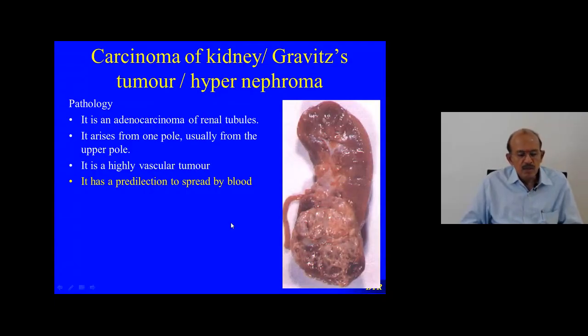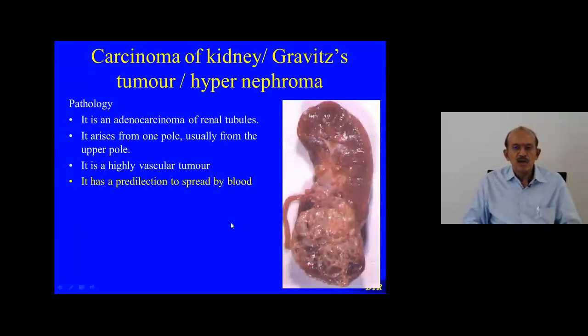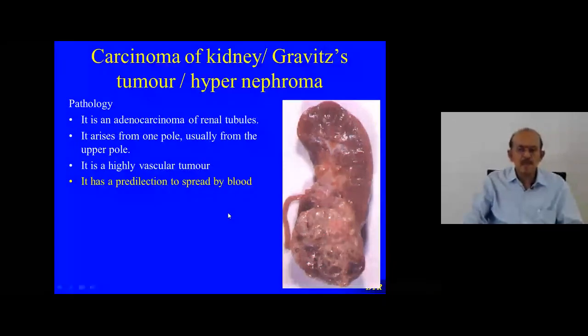No, Krukenberg's tumor doesn't spread. Krukenberg's tumor itself is a secondary in the ovary. Follicular adenocarcinoma of the thyroid gland, choriocarcinoma, and renal cell carcinoma spread by bloodstream. That is why they produce early metastasis in the lungs, liver, or bone.